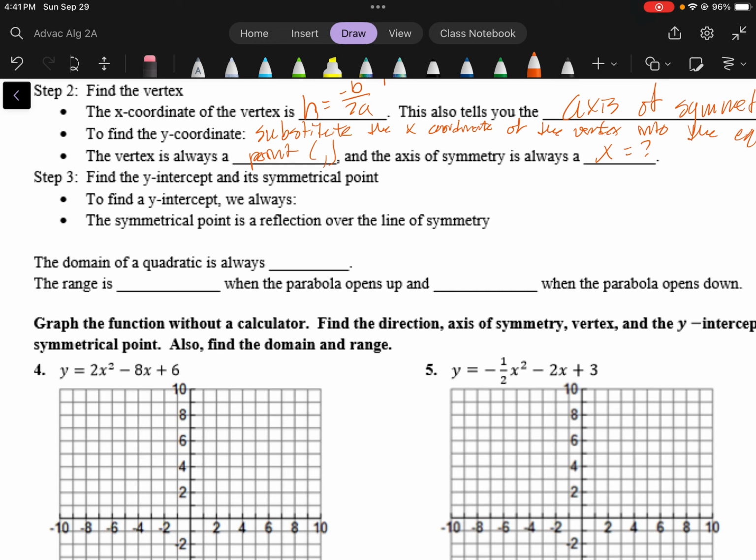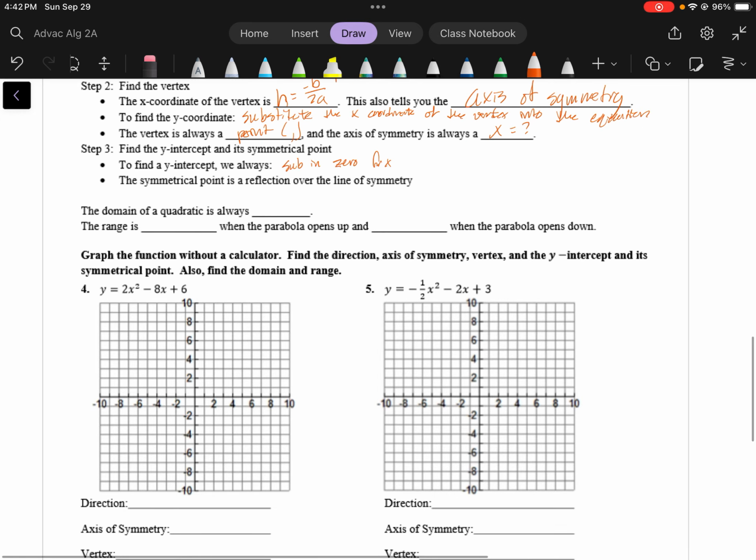Okay. Then to find the y-intercept, you're always going to just substitute in 0 for x. So that's going to tell us exactly what the y value is when x is 0. And then we know that the symmetric point is the reflection over the line of symmetry.